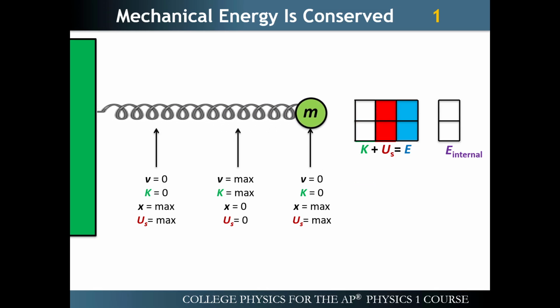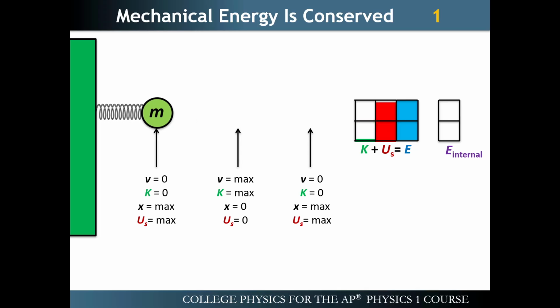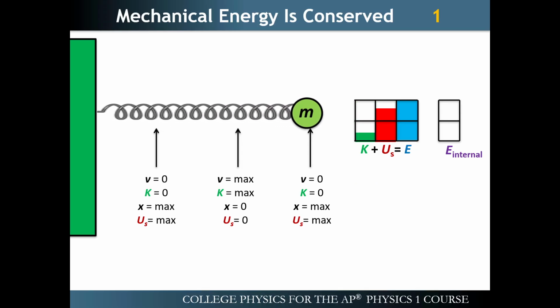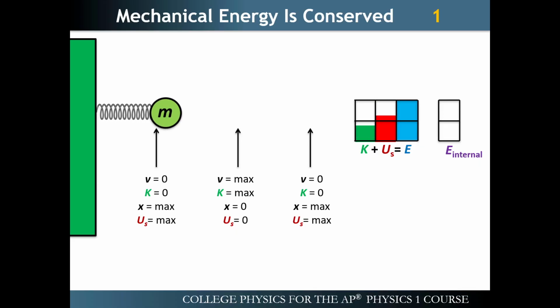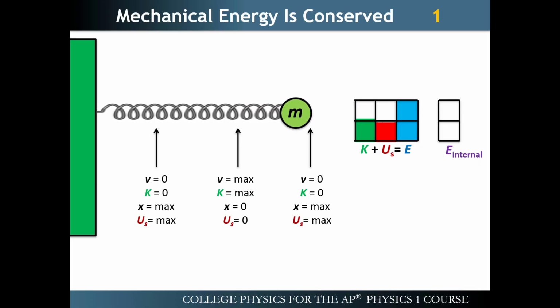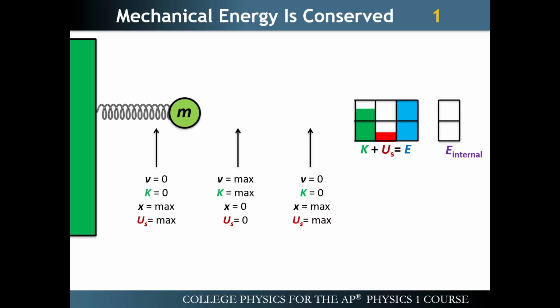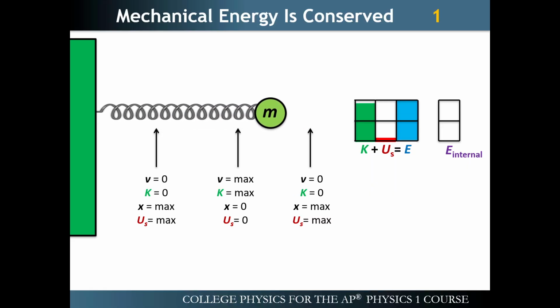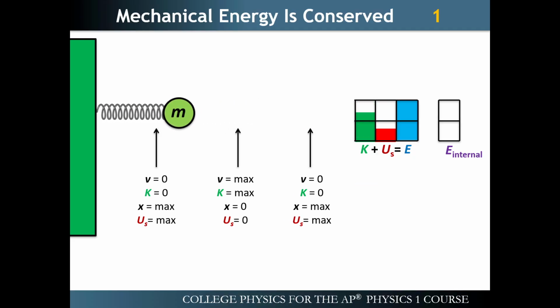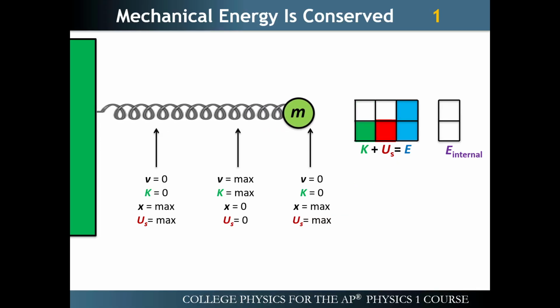And then when we reach the far right, it again comes to rest at that maximum amplitude. So no velocity, therefore no kinetic energy. And the displacement will be maximum to the right from the equilibrium position. Therefore, it will again have the maximum elastic potential energy. And you notice that just like we saw in the skate park illustrations, the kinetic and potential energies are oscillating, but the total stays constant as long as there is no internal or dissipated energy.